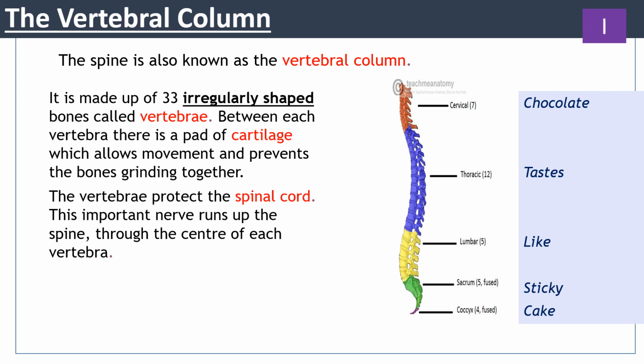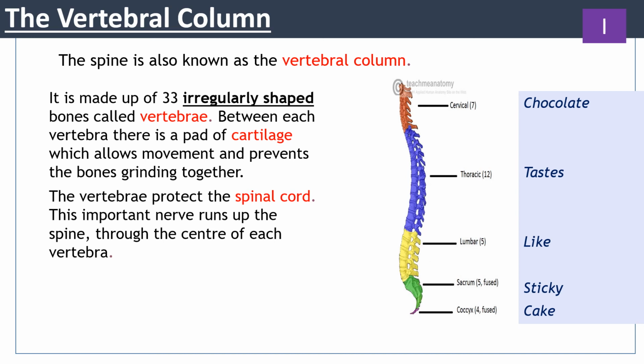So the vertebrae also protect the spinal cord. This is a really important nerve that runs up through the spine, that thing over on the right, all the way down. And it's a nerve, so it delivers electric impulses to our muscular system to signal how we want the body to move.